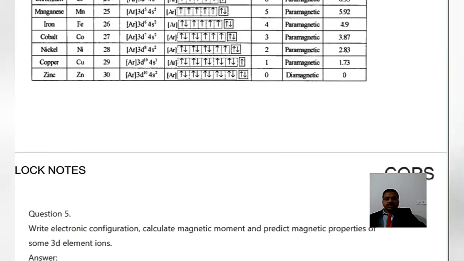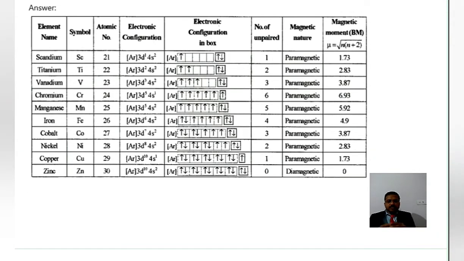So we will refer to this table, and you can see that in the case of chromium, count the number of unpaired electrons, we can see that the number of unpaired electrons is 6. Thereby chromium is the element showing maximum number of unpaired electrons in its ground state.